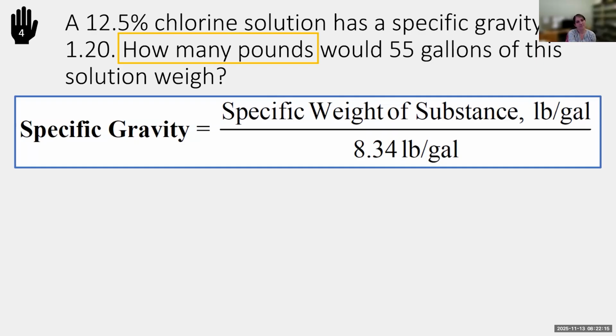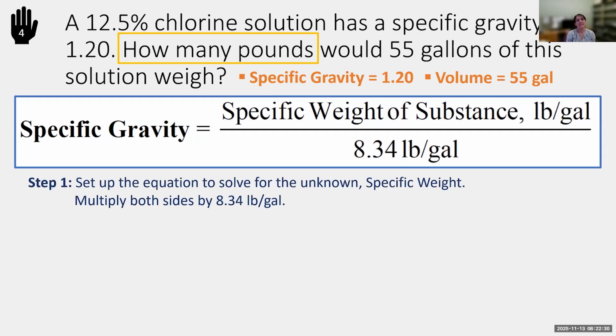All right. In the information that we're given, we are told that the specific gravity is 1.20. We're also told that the volume of our solution is 55 gallons. So step one, let's set up the equation to solve for our unknown. In this case, it's specific weight, not specific gravity. So we are going to have to rearrange our equation.